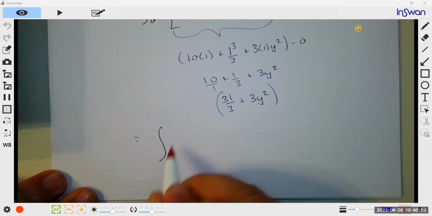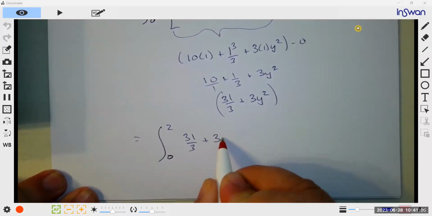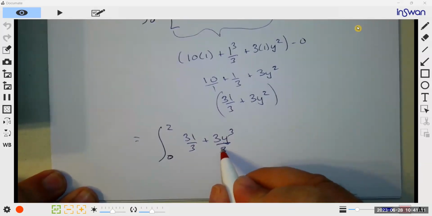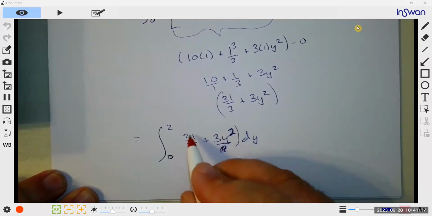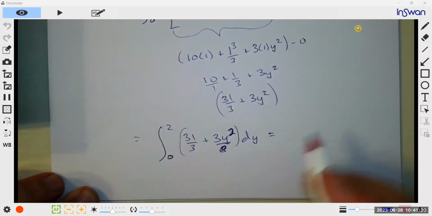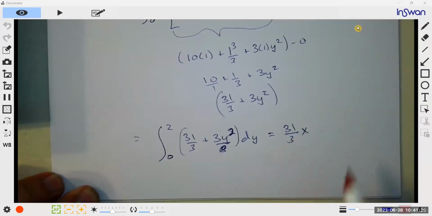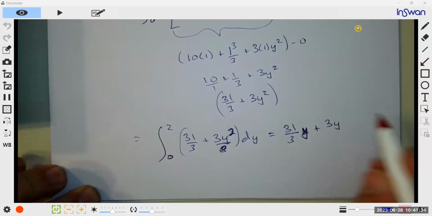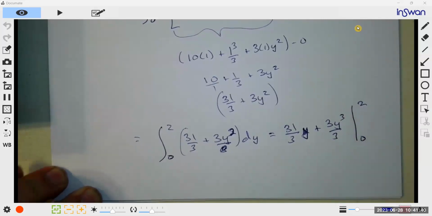So that means now we've got to take it from 0 to 2 of 31 over 3 plus 3y squared, dy. Integral of this one is 31 over 3 y plus 3y cubed over 3 from 0 to 2.